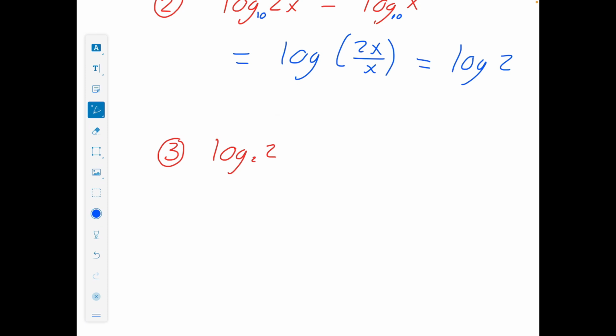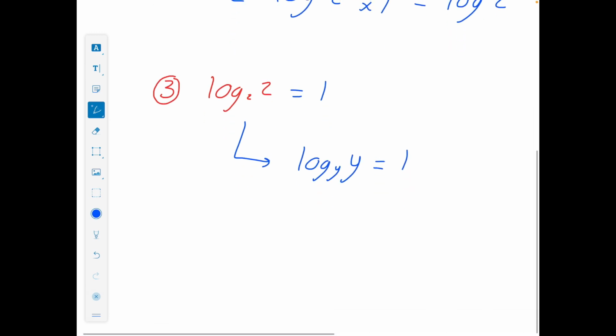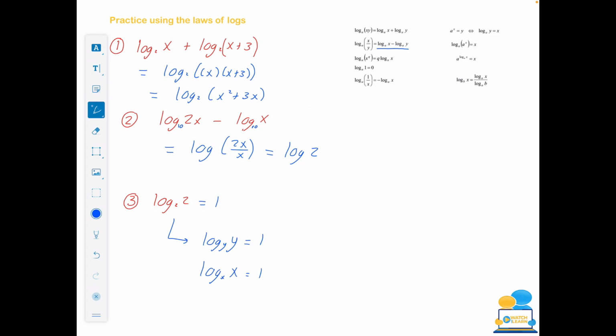And then example 3, this is a really important rule. If you've log to base 2 of 2, you can actually put that into your calculator to see what you'll get out. Log to base 2 of 2, you just get out 1. Now that was an easy example because I could check it on my calculator. But if you had something like log to base y of y, that will also equal 1. Or log to base x of x, that will also equal 1. We're going to see that in one of the questions later on.